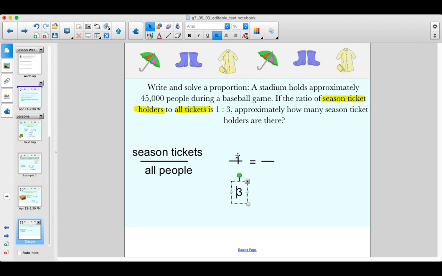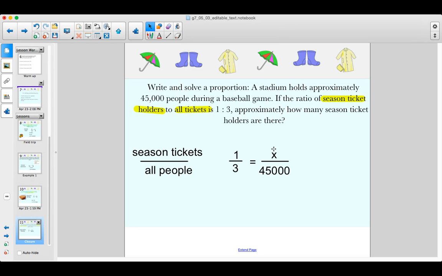Okay, so initially the season ticket holders compared to all the people in the stadium is 1:3. It says that a stadium holds approximately 45,000 people during the baseball game. That's going to represent everybody, the 45,000. So that's going to go in my denominator. And I want to know how many of those people are going to be season ticket holders. And that's what my question is. How many are season ticket holders? So that's my variable x.